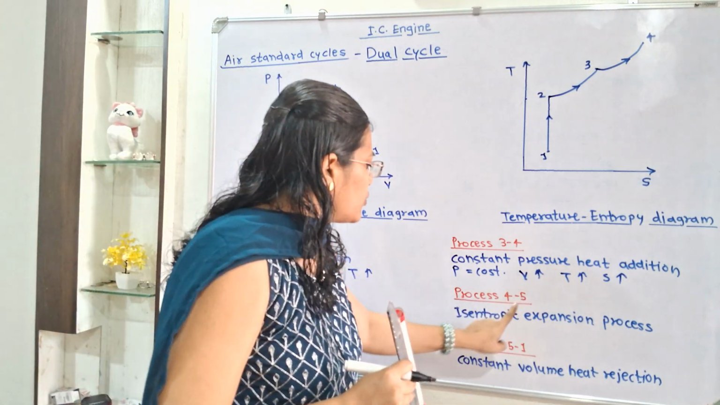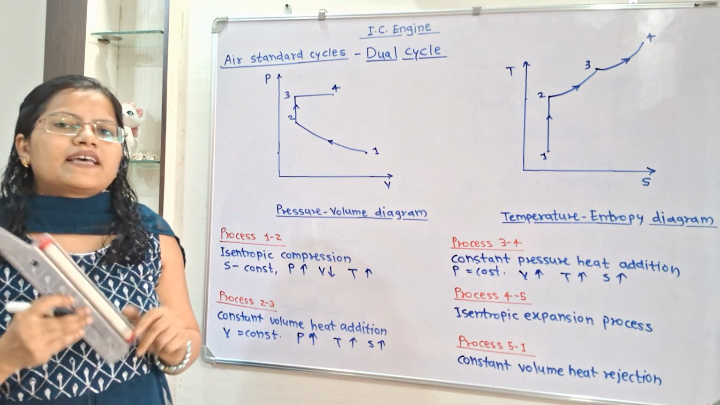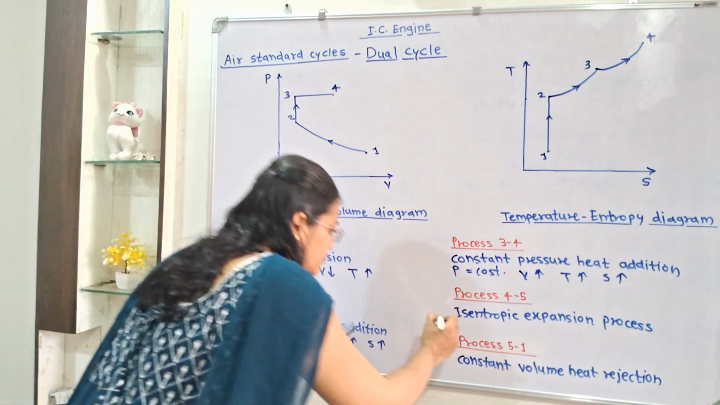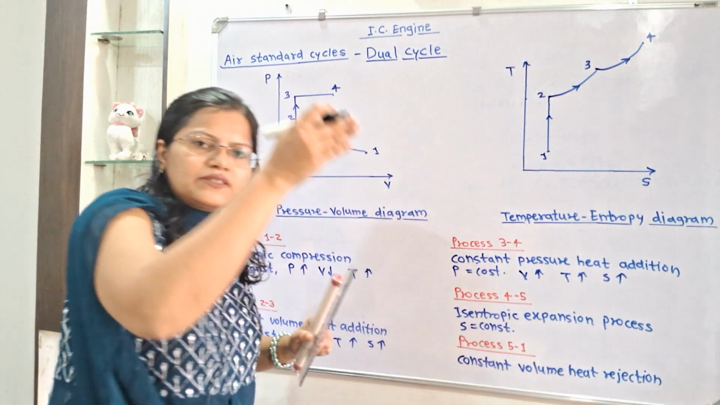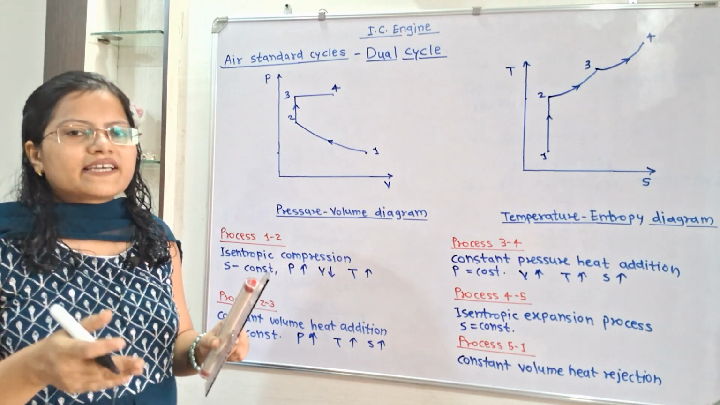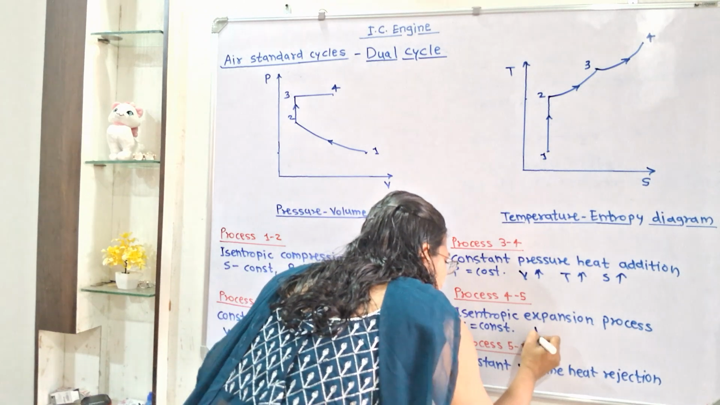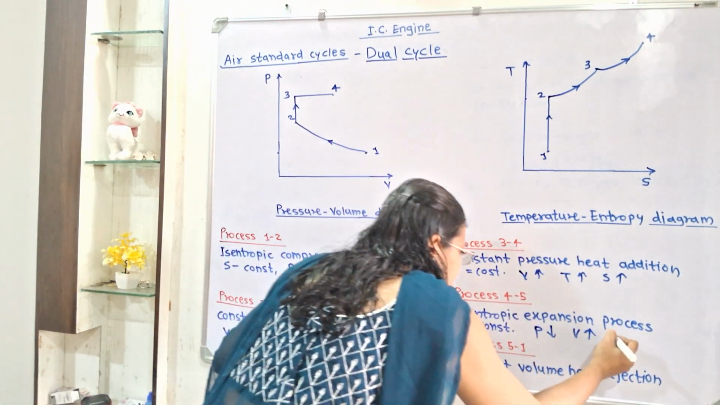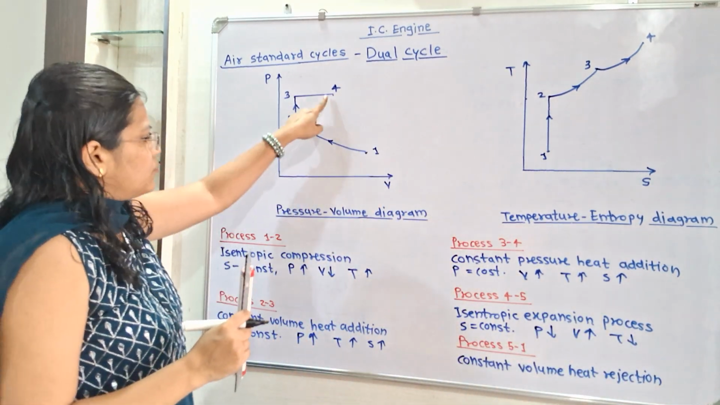Now process 4 to 5 is the isentropic expansion process. So what is happening in the expansion process? Here entropy remains constant. So S will remain constant. Now expansion means pressure decreases. So we have to show a decrease in pressure and an increase in volume. So we have to show P decreases, volume increases. Now as P decreases, temperature will also decrease. So we have to show this.